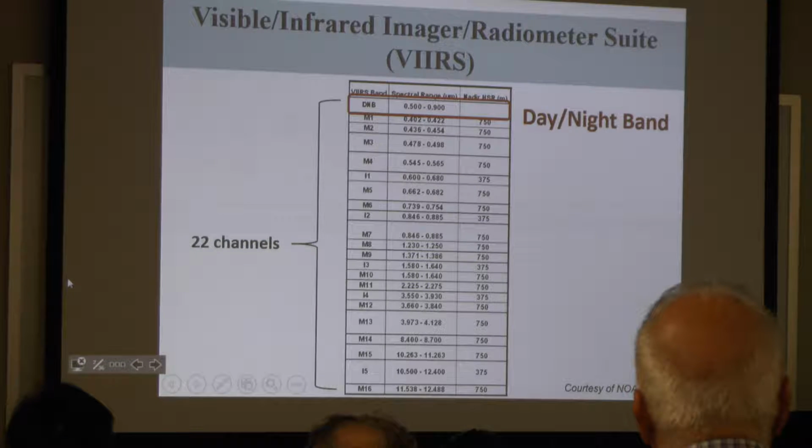VIIRS is one of the 5 sensors carried on the National Polar-orbiting Operational Satellite, launched in 2011, and it has 22 channels. One important feature of VIIRS is it can observe in the day/night band, providing visible images at night. After 2014, VIIRS is the only satellite instrument to provide a visible image at nighttime.